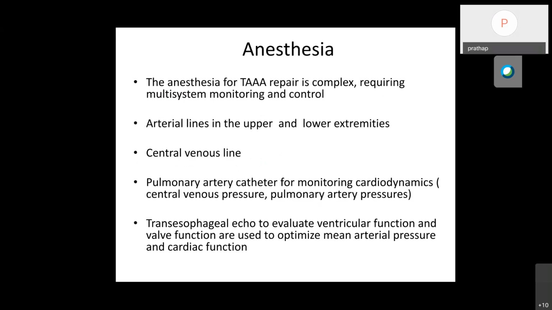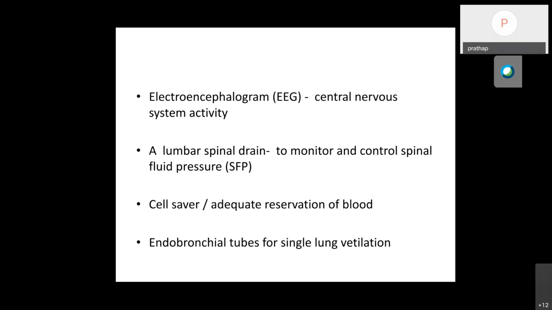Arterial lines in upper and lower extremities should be inserted in the femoral and radial arteries. Central venous lines and a pulmonary artery catheter for monitoring central venous pressure and pulmonary artery pressure should also be made. Transesophageal echo to evaluate the ventricular function and valve function is used to optimize the mean arterial pressure and cardiac function. The EEG should be monitored to note the central nervous system activity in patients who are put on deep hypothermic cardiac arrest. The lumbar spinal drain is very important to monitor and control the spinal fluid pressure. Cell saver and adequate reservation of blood should be maintained.